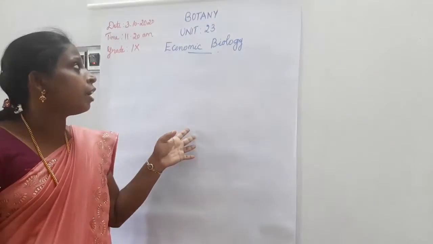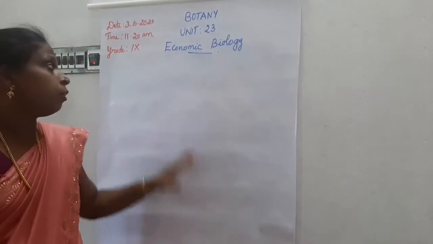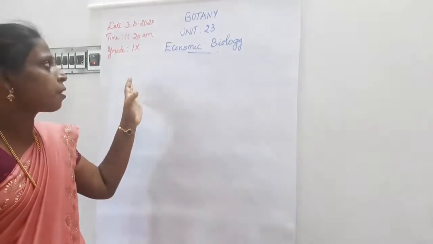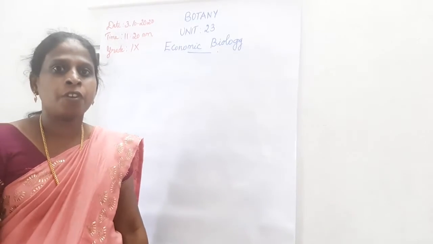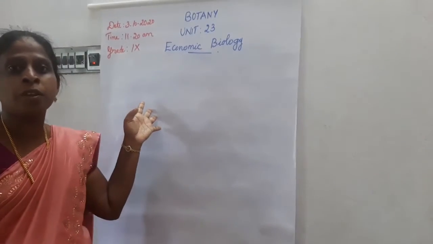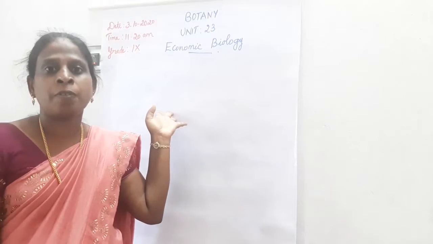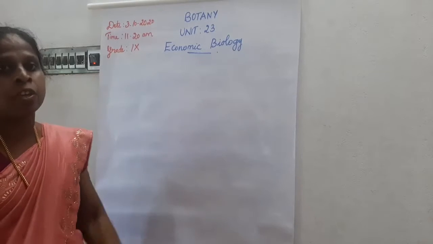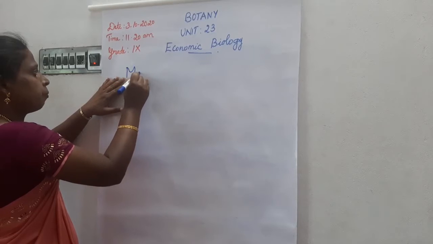Last class you learned about Unit 23, economic biology. Under that you learned about horticulture and the types of horticulture. What are the types of horticulture? Pomology, olericulture, floriculture and landscape gardening. Pomology means fruit farming, olericulture means vegetable farming, floriculture means flower farming, and landscape gardening you have learned under horticulture. Today you are going to learn about the next topic, manuring.